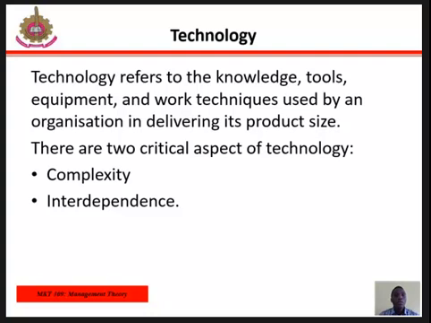Technology. Technology refers to the knowledge, tools, equipment, and work techniques used by an organization in delivering its product. There are 2 critical aspects of technology: 1. Complexity. 2. Interdependence. There are also 3 types of technologies: 1. Unit and small batch production. 2. Large batch and mass production. And the third one is the continuous process production.